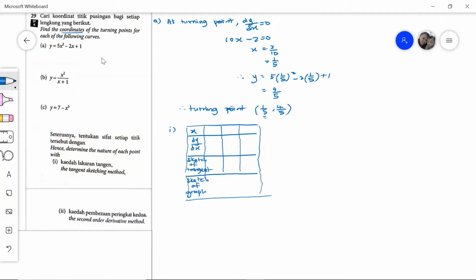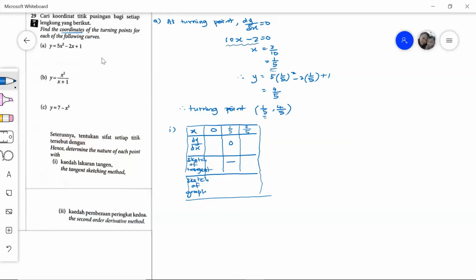For each point, we put down 1 over 5. We have to put the point before and after, as near as possible, the nearer the better. So after 1 over 5, we take 2 over 5, and before it we put 0. The dy/dx for 1 over 5 is definitely 0, otherwise we can't find the coordinates for x. When the gradient is 0, the tangent is a flat line. So let's substitute into dy/dx.